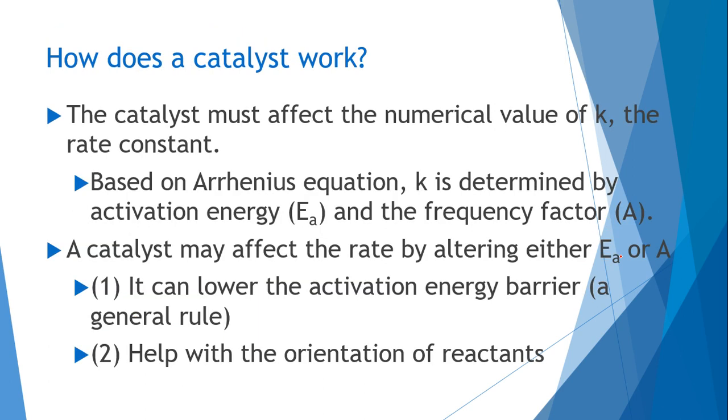So how does a catalyst work? Well, the way a catalyst affects the rate of a reaction is by affecting k, which is our rate constant. Based on the Arrhenius equation that we learned in previous lessons, k is determined by looking at the activation energy and the frequency factor. So it speeds up a reaction by altering either one of these two things. For example, it can lower the activation energy barrier, and this is the typical general rule. The other thing is it can help with the orientation of reactants to make sure that they are in a favorable orientation when they collide.